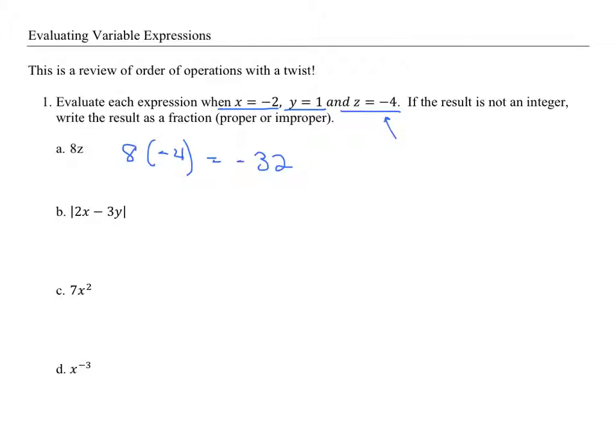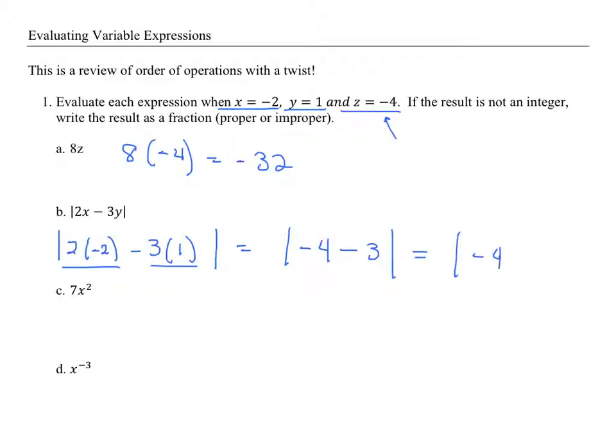Okay, B is an absolute value problem. With absolute value, you evaluate everything within the absolute value and then take the absolute value. Here we go. So, x is -2, so I'm going to pop in -2 for x. y is a regular 1, so I'm popping in 1 for y. This indicates multiplication, so I'm going to do that next. So that's -4 minus 3 times 1 is 3. So when I do that, -4 take away 3, you can look at it as -4 adding the opposite of 3. So it's -7 in the absolute value, guys. Absolute value of -7 is 7. Good. This is a really good review of order of operations as well.